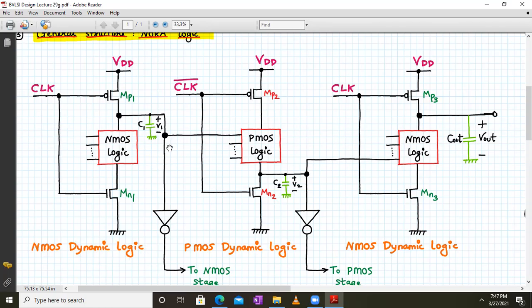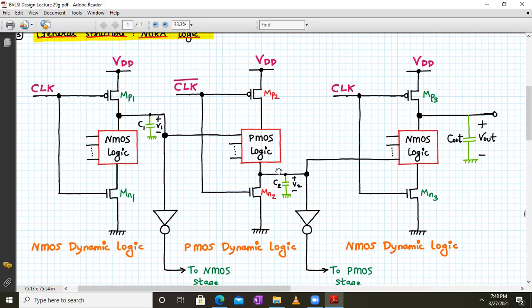Now this is fed to the PMOS dynamic logic. We have never encountered PMOS dynamic logic before. In PMOS dynamic logic, we apply clock bar. This is called MP2, and we have MN2. This MN2 is called the pre-discharge transistor. We have a different role for this MN2, which will be clear when we explain this, but this is what we used to call it. The output of the first stage is connected to the first input of my PMOS logic.